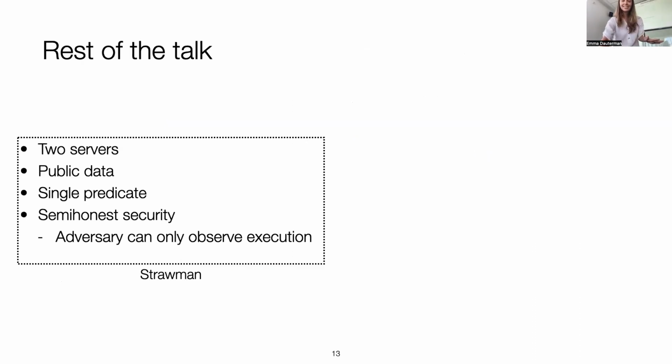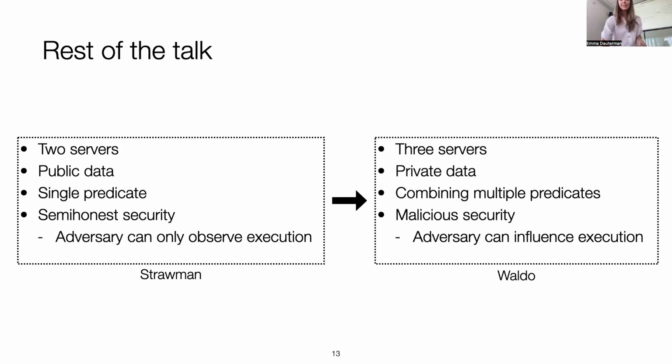Okay, cool. So for the rest of the talk, I'm going to start off with a simple strawman. So we're going to have a simple solution with just two servers that operates on public data, and we're just going to have single predicates, and it's going to achieve semi-honest security. So the adversary can only observe execution. And then over time, we'll build up to our solution that uses 3 servers and is going to operate on private data, combine multiple predicates, and then achieve malicious security. So the adversary can arbitrarily influence execution.